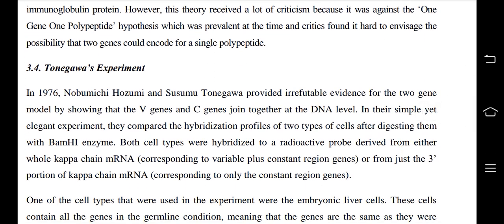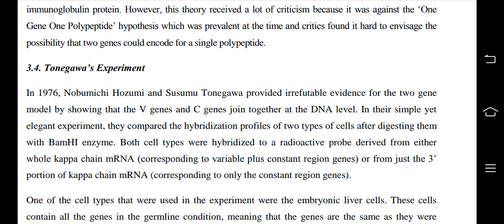Tonegawa's experiment. In 1976, Nobumichi Hozumi and Susumu Tonegawa provided irrefutable evidence for the two gene model by showing that the V genes and C genes join together at the DNA level. In this simple yet elegant experiment, they compared the hybridization profiles of two types of cells after digesting the DNA with the BamHI enzyme.